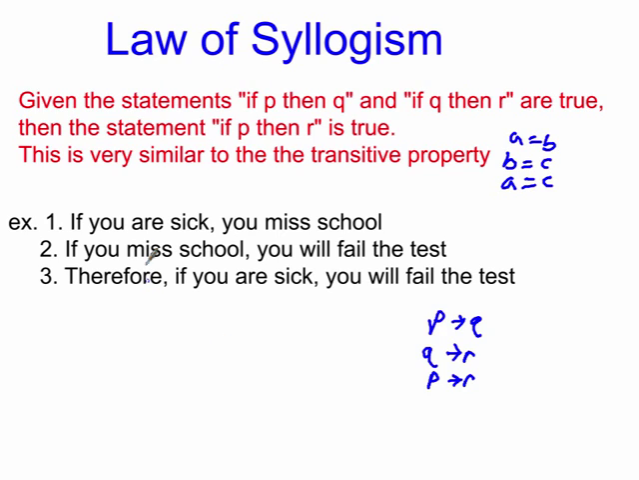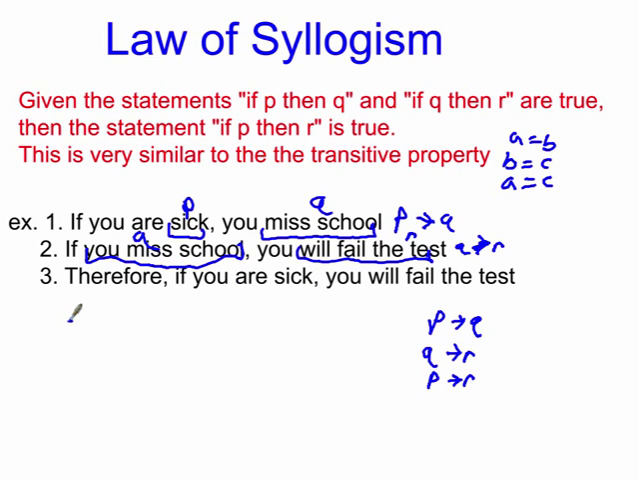So if I look here, it says if you're sick, you miss school. That's saying P implies Q. Being sick is P, and missing school is Q. My next statement says you miss school, well, that's Q again, then you will fail the test. There's R, so that's Q implies R. And then it says, therefore, if you're sick, that's our P, then you will fail the test.